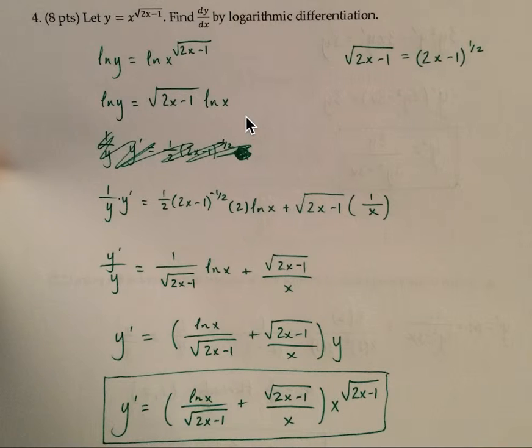We say, hey, what is y in terms of x? Well, it was up here originally. So y is x to the radical 2x minus 1. So we'll just substitute that in. I just left these things alone. I don't really mind. I don't really want to change them. So that's your final answer there.